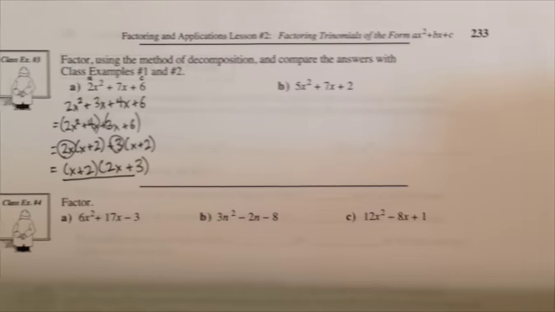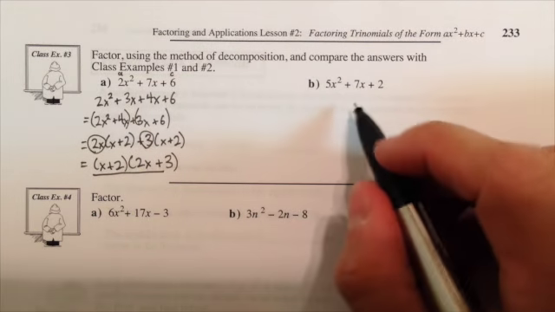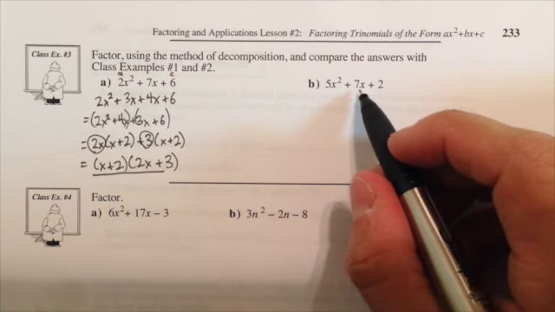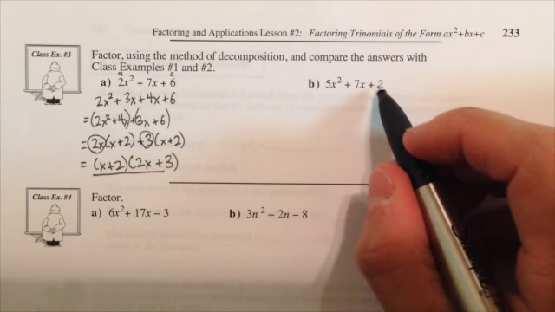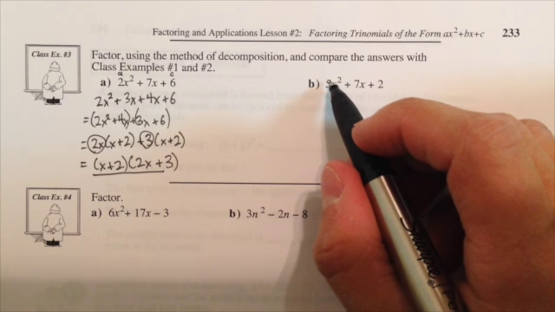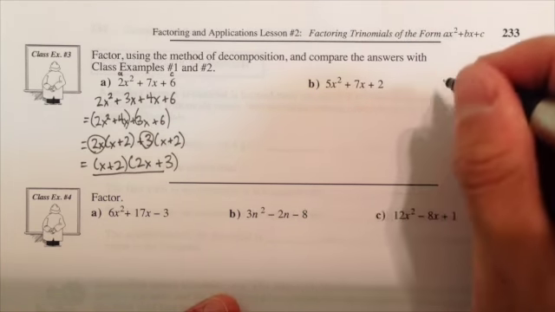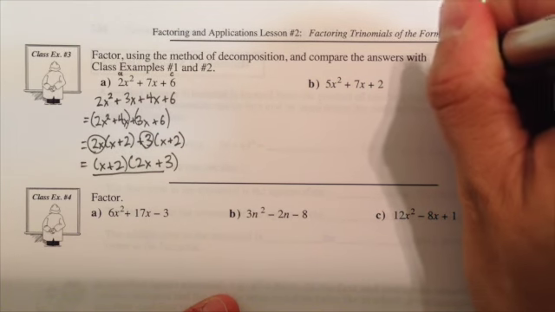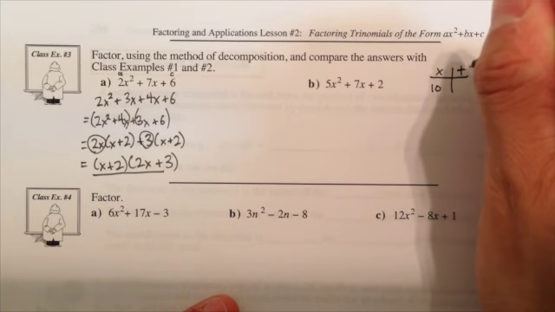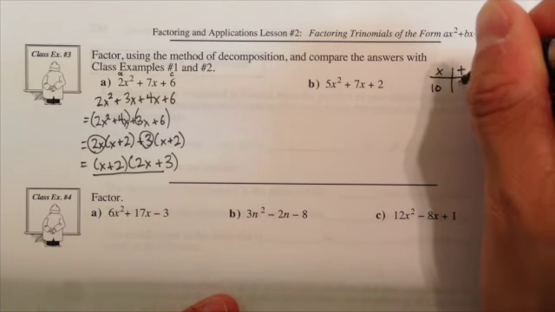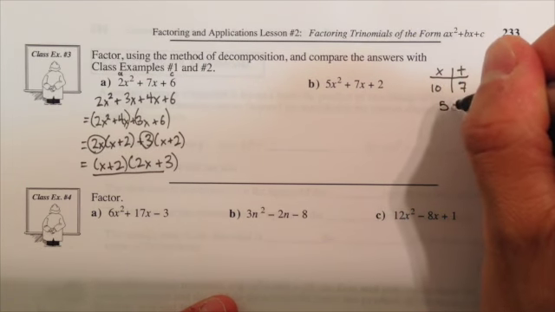Let's look at the second one, 5x squared plus 7x plus 2. Now, if I look at 7x, what are two numbers that are going to give me a sum of 7, but then give me a product of 2 times 5, or 10? One way we can think about this is if I multiply it, it gives me 5 times 2 of 10, and when I add it, it gives me 7. Okay, so right away we can think of two numbers. Oh, 5 and 2.